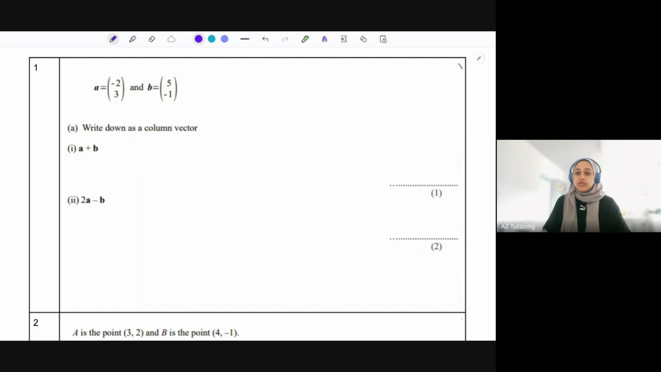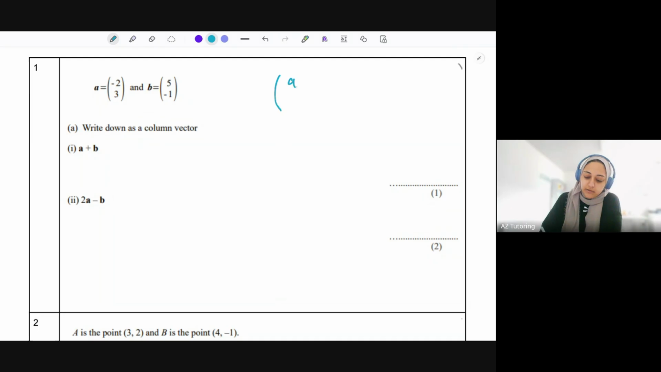So for this session, we're going to be covering everything to do with vectors that you need to know for GCSE Maths. So we're going to do it in exam question format. It'll start off quite easy and it'll get progressively harder towards the end where we lead on to vector proofs. So let's get started. Just a little bit about vectors.